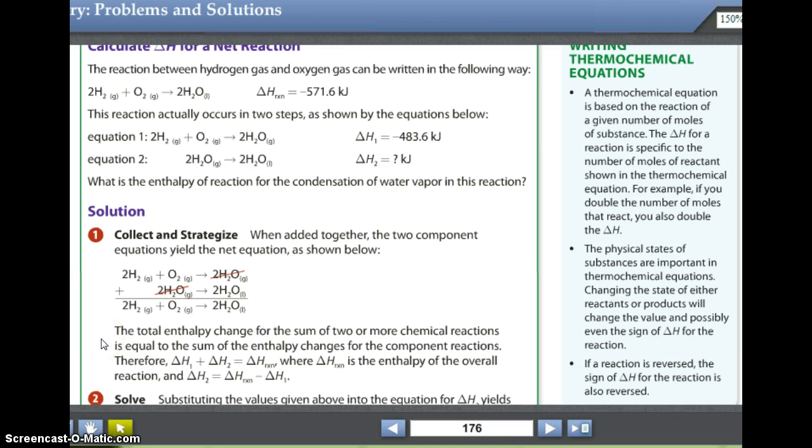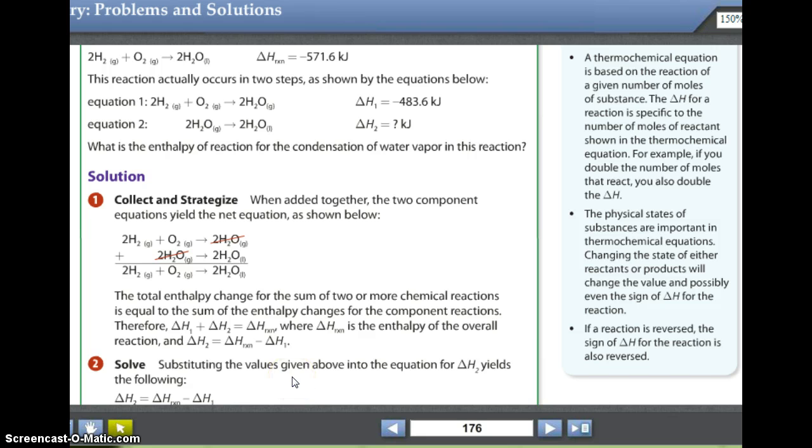The total enthalpy change for the sum of 2 or more chemical reactions is equal to the sum of the enthalpy changes for the component reactions. Therefore, delta H1 plus delta H2 equals delta H of the reaction, where delta H of the reaction is the enthalpy of the overall reaction, and delta H2, if we do our algebra, equals the delta H of reaction minus the delta H of the first part.